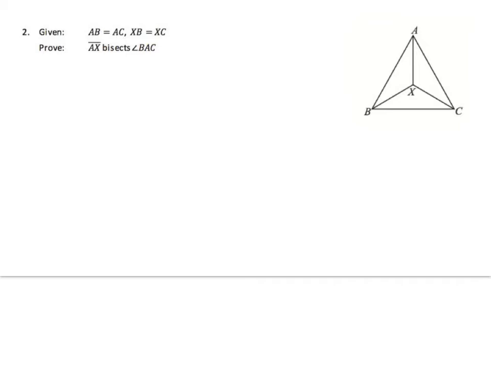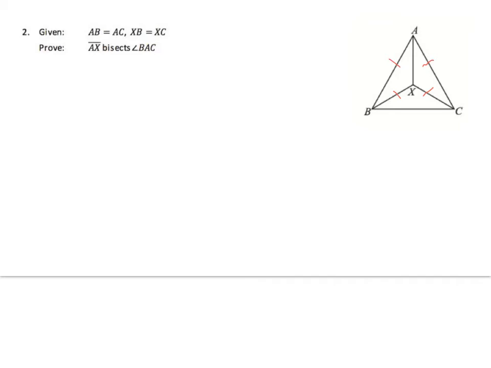Okay, so given AB equals AC and XB equals XC, we need to prove that AX bisects angle BAC. So AB equals AC. I'm going to go ahead and mark that. And XB equals XC. We want to prove that AX bisects BAC. Cool, let's write down what we know.